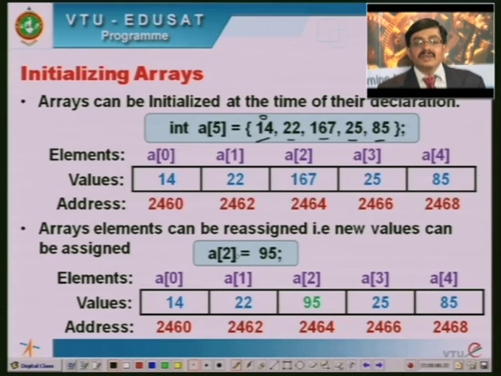Say here if I do a of 2 is equal to 95, we can see that earlier the a of 2 value was 167 and now I am reassigning a value of 95. Now, we can see that a of 0 is unaltered, a of 1 is also unaltered, whereas a of 2 is overwritten with a new value. So here the a of 2 value is 95, whereas earlier it was 167, and a of 3 and a of 4 are untouched. Their values remain the same.